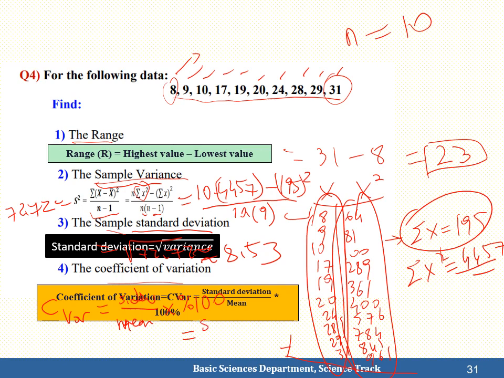And this will be 8.53 divided by 19.5 times 100%, and this is about 43.7. Okay, you can ask now, how did you get the mean? The mean is 195 divided by 10, by the way.